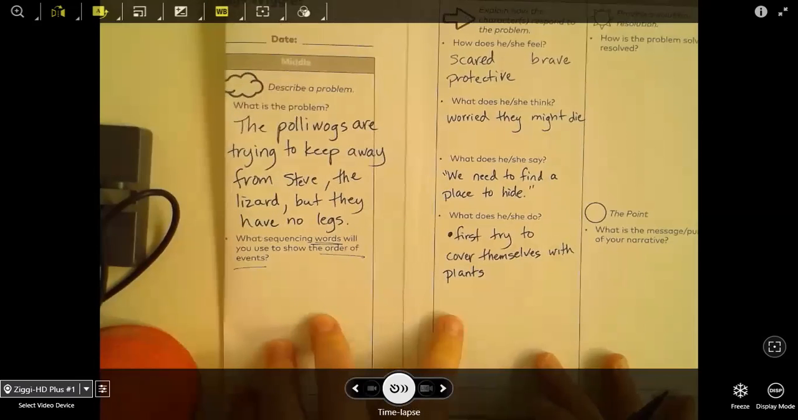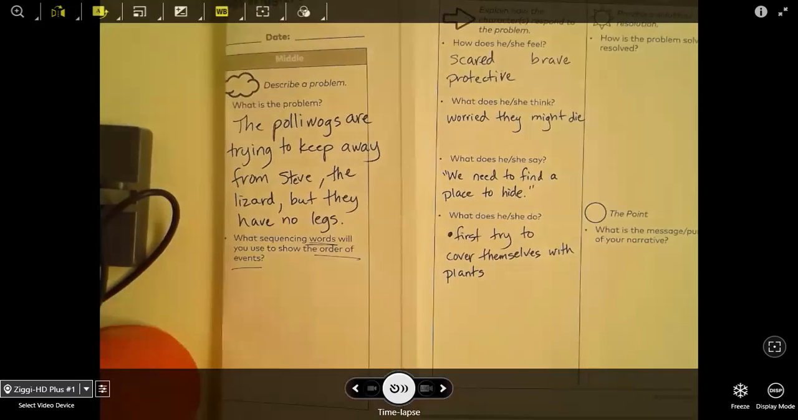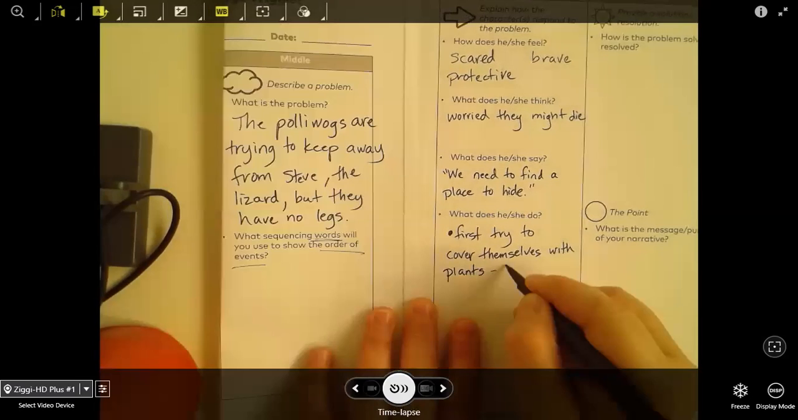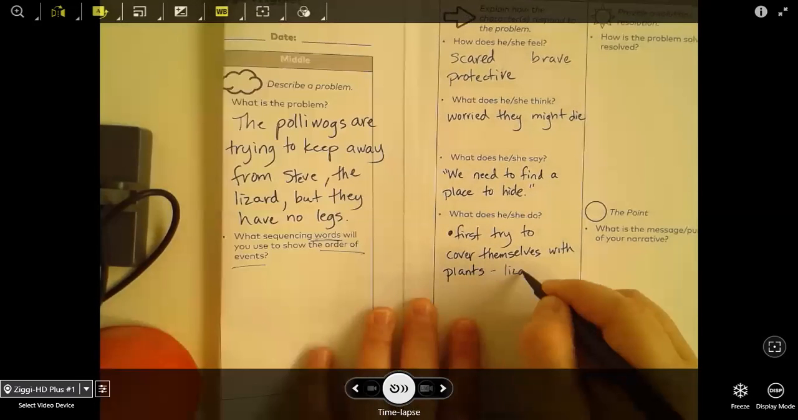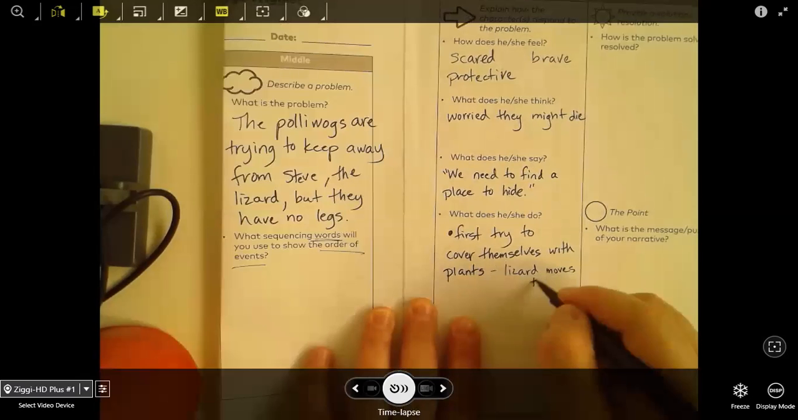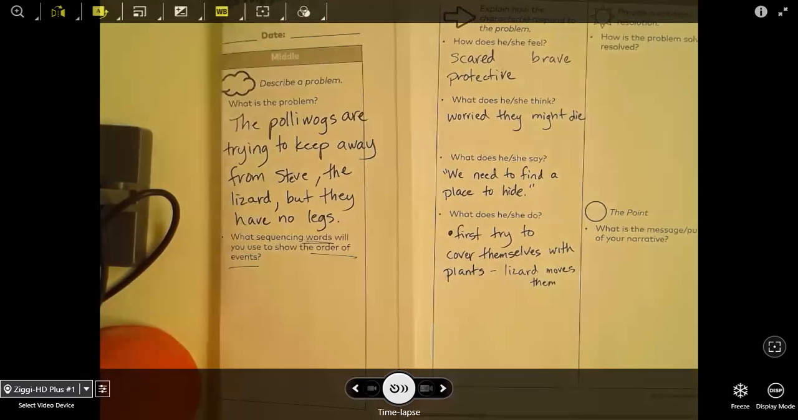All right. First, they try to cover themselves with plants. Let me see who else has some good ideas here. Let's see. Bird, what do you think they try next? Cover themselves with plants, but it doesn't work, right? Lizard finds them. Or lizard moves them, right? Maybe the lizard, we can get the details later, right? Lizard can move the plants across. They're exposed again. So what else could they try?